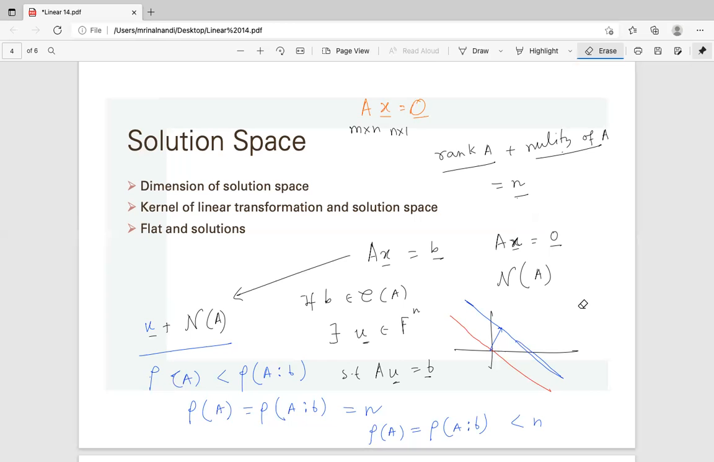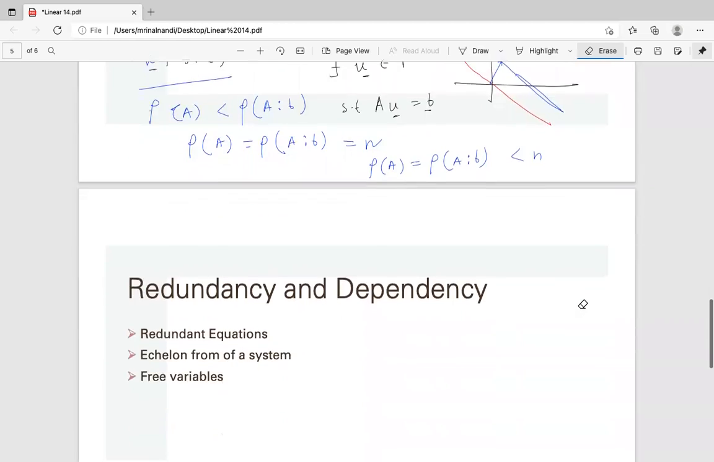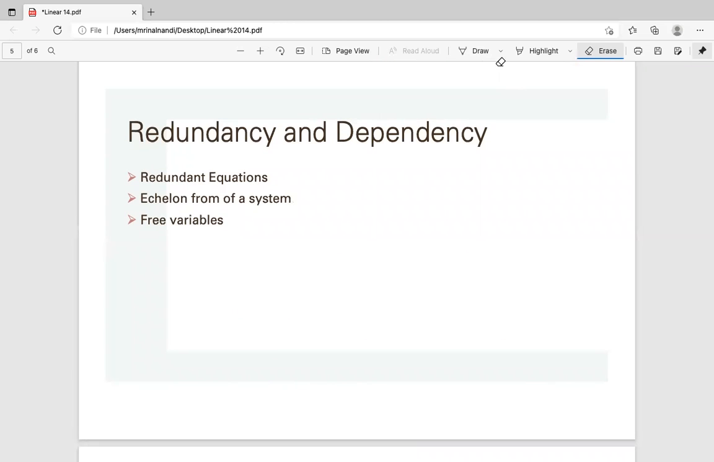So this is the solution space and the connection of all these things. Now, what if a system of linear equations has an infinite solution? That means some equations... Sorry, if there are more equations than variables, maybe some equations are, maybe there may not be more equations. Maybe there are, say, 6 variables, 3 equations. Maybe out of 3, the third one is just a linear combination of the rows.